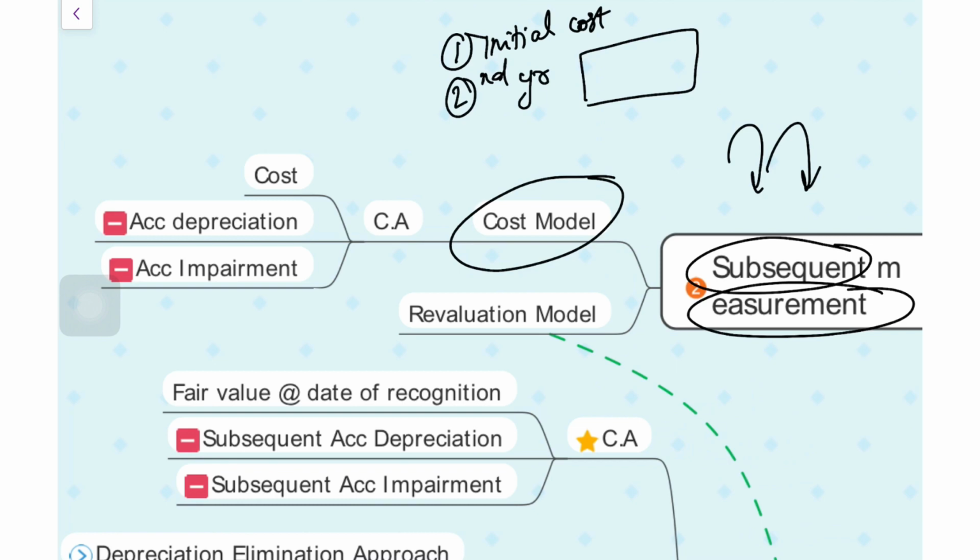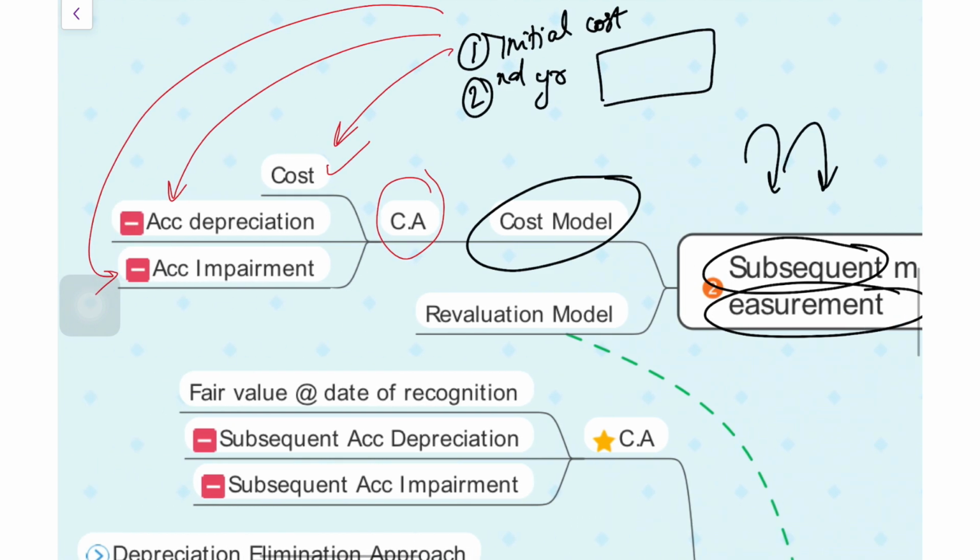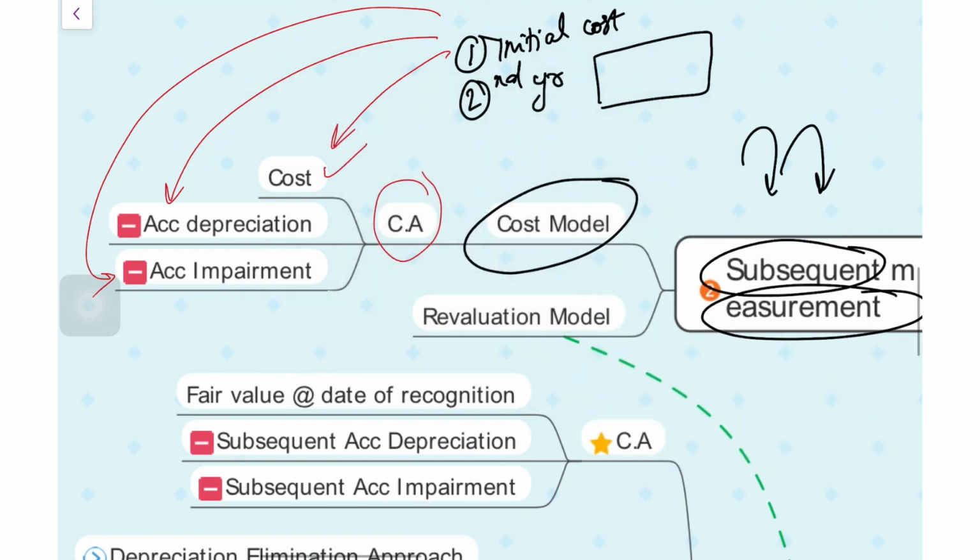At the second year end, in the cost model, the carrying value would be the initial cost at which you recorded it, minus accumulated depreciation. For that year there would have been depreciation for the PPE, so reduce that, and minus any accumulated impairment. If there is any impairment that you have to reduce from the asset, do that also. So cost minus accumulated depreciation minus accumulated impairment. If you do these three, you get the carrying amount at which you record your asset in the subsequent years. If you are following a cost model, you use the same formula each and every year and arrive at your carrying value for the year end.